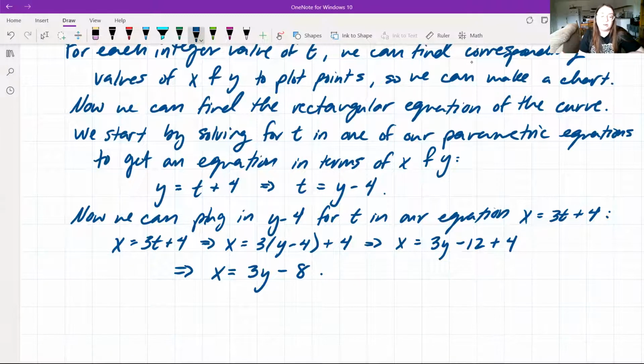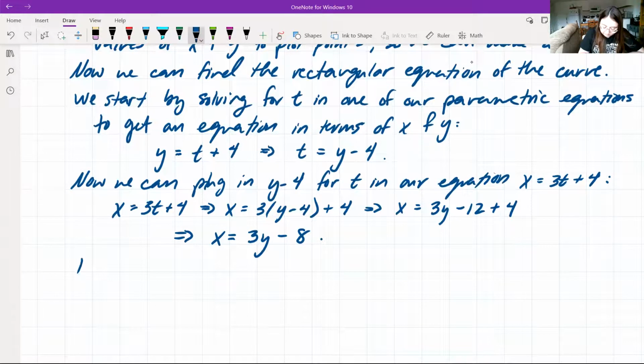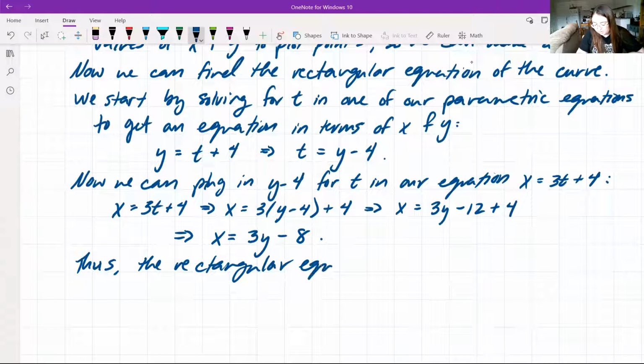All we needed to do for our rectangular equation was have everything in terms of x and y. We don't have to have it as x equals or y equals. We can have it be either. So since we've solved for x is equal to 3y minus 8, that just means that this is our rectangular equation. So thus, the rectangular equation is x is equal to 3y minus 8.